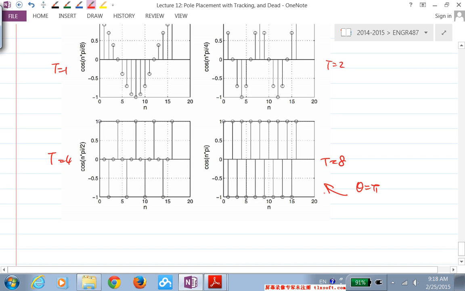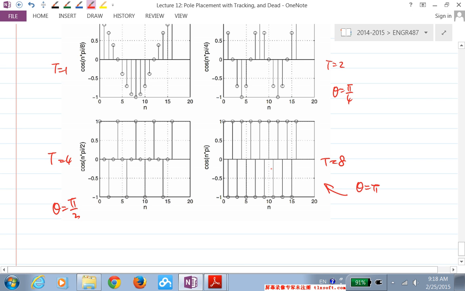This is when theta equals pi. And this is when theta equals pi over 4. And this is when theta equals pi over 2. Now can you imagine this? Will the frequency be faster than this guy? Is it possible to be even faster than this in the discrete domain? Not at all, right? All you can do in the discrete domain is up and down, up and down. How can you be faster, right?